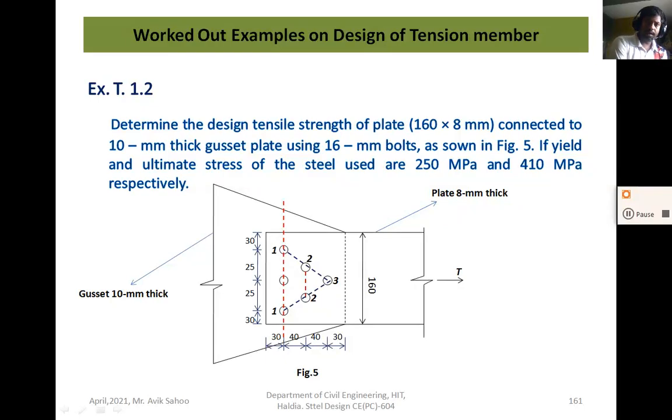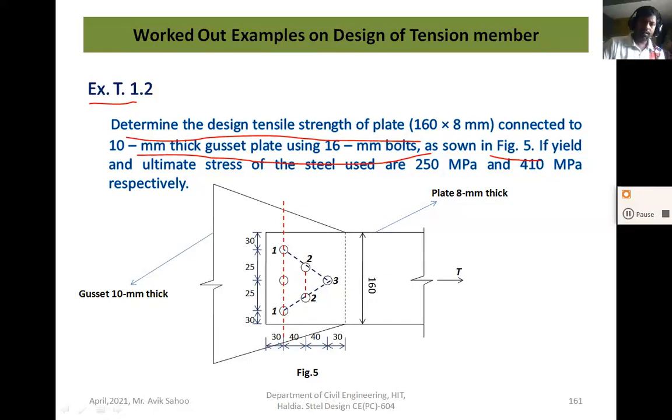Now another type of example I am going to discuss. This is example T1.2. Determine the design tensile strength of plate 160 into 8 connected to a 10 mm thick gusset plate using 16 mm bolts as shown in figure 5. If the yield and ultimate stress of the steel used are 250 and 410 respectively.